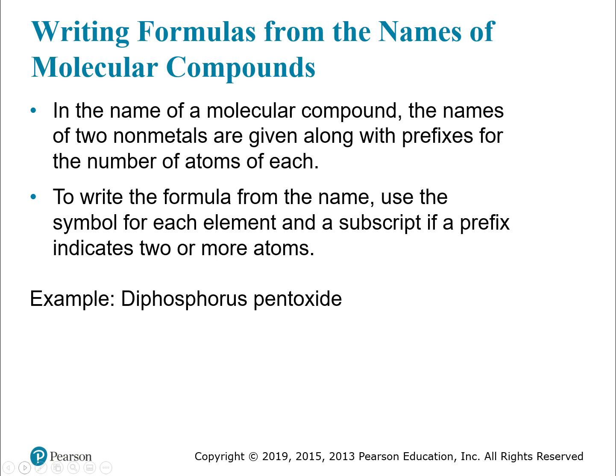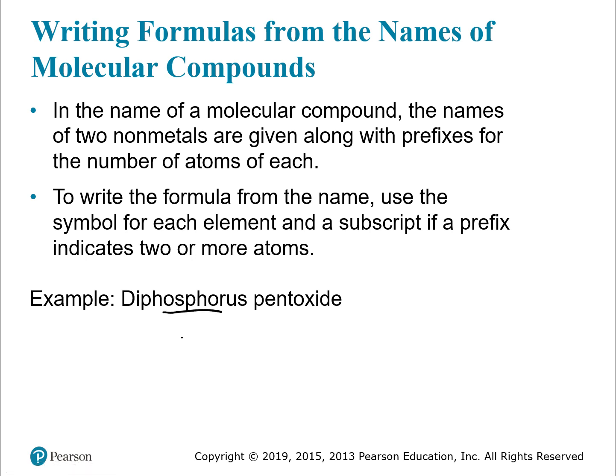Now we have to go in the reverse. If you have the name, you need to be able to write out the formula for the molecular compound. You're going to be given the name with the 2 nonmetals and then prefixes to show the subscript. So an example would be diphosphorus pentoxide.